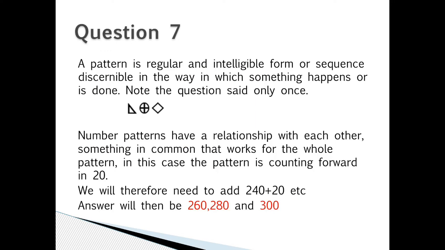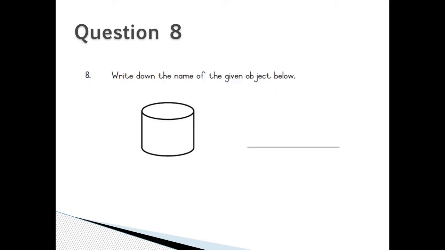A pattern is a regular and intelligible form or sequence discernible in the way in which something happens or is done. Note that the question said you only need to repeat the pattern once. Number patterns have a relationship with each other, something in common that works for the whole pattern. In this case, the pattern is counting forward in 20. We will therefore need to add 240 plus 20, etc. Your answer will then be 260, 280, and 300. Question 8.